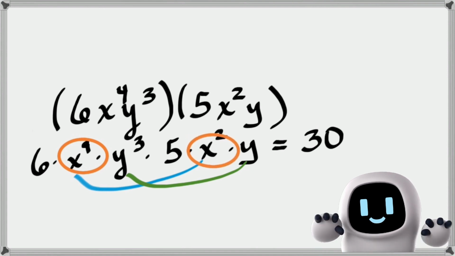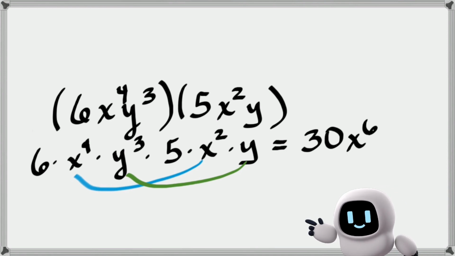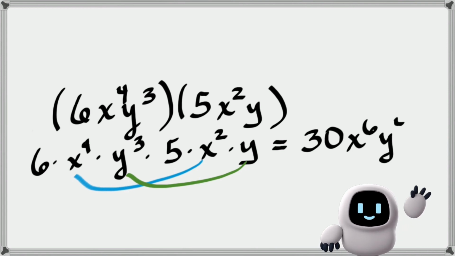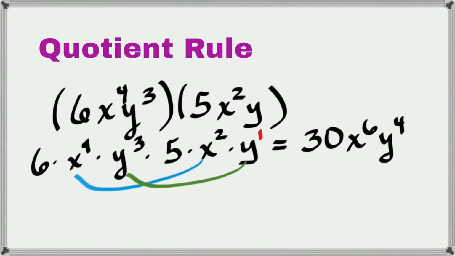So let's multiply our x's. X to the fourth times x squared is going to be x to the sixth power. Y third times y to the first power is y to the fourth. So a quick little reminder, when your exponent is not shown, it is a 1. Now let's move on to our quotient rule.